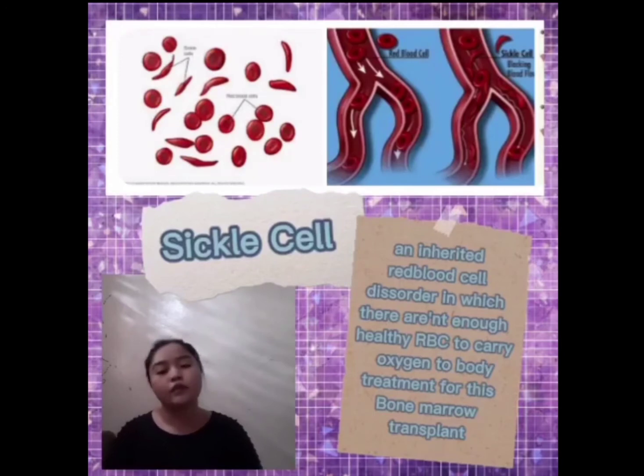The other one is known as sickle cell anemia. It's an inherited red blood cell disorder in which there aren't enough healthy red blood cells to carry enough oxygen to your body. The treatment for this includes bone marrow transplant, the only cure for SCD.